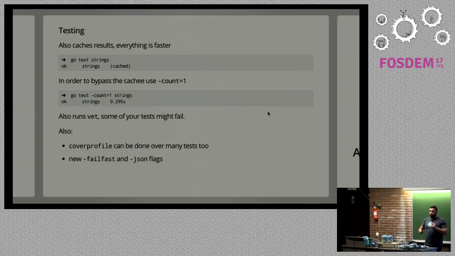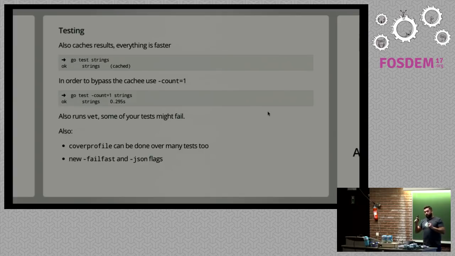Also, we added vet. So when you do go test, if you have, for instance, a printf with a format that has more parameters than the parameters you're passing, your test will fail, which is new. It means that some tests fail because your code was wrong. So that's not breaking Go 1 compatibility.